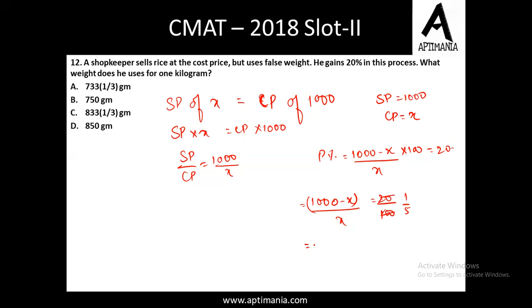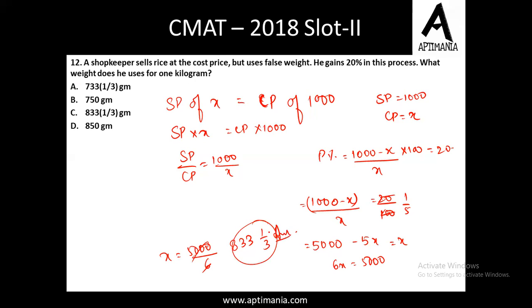Cross multiplying it, I'll have 5000 minus 5X equal to X, or 6X equal to 5000, and on solving we'll have X equal to 5000 upon 6, which is 833 1 by 3 grams. So for question number 12, option C, 833 1 by 3 grams, is the correct answer.